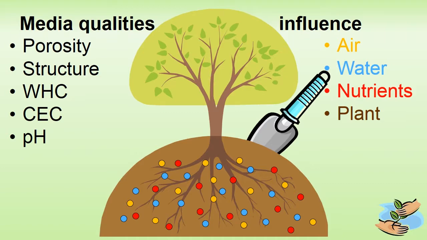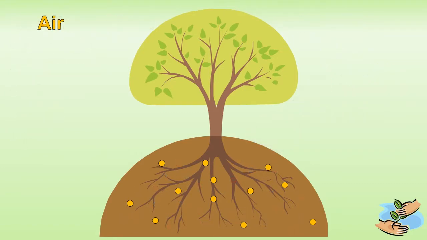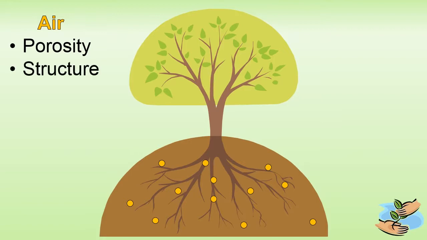Even though they're underground, the plant's roots still need to breathe. Just like the rest of the plant, they need oxygen for cellular respiration. Air is held in tiny pockets called pores that form between the solid particles of the media. When the media is packed too tightly into a pot, there's less space between soil particles and the pores are smaller. That means less air is available for the plant.